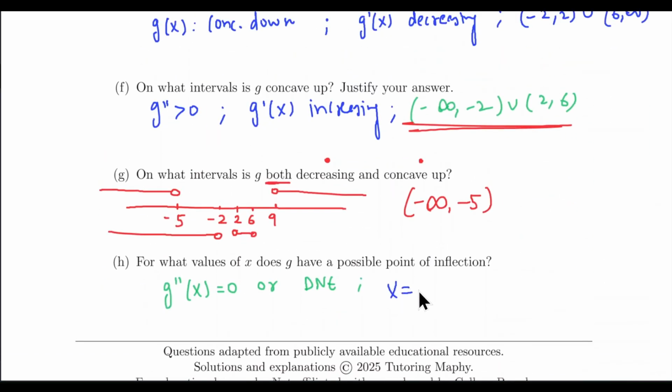-2, 2, and 6 are points of inflection. It's not about whether they are possible or not. 100% they are points of inflection. So that should be our answer.